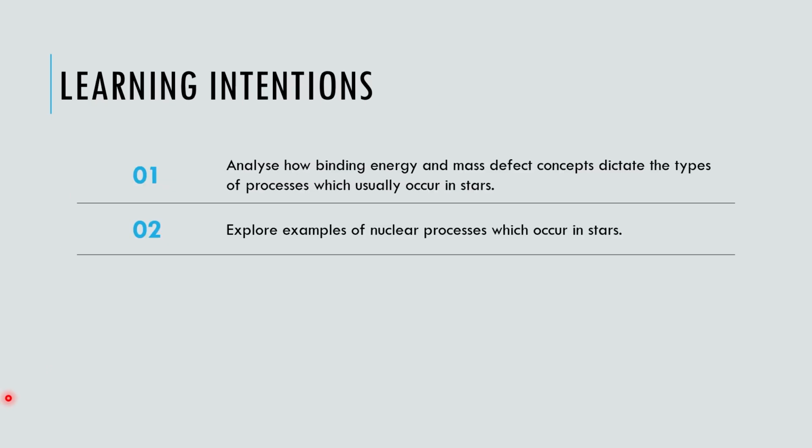At this stage, we've done a fair amount of practice in videos looking at applying mass defect quantitatively. So we're not going to do that again today, but we are going to use the concepts of binding energy and mass defect to justify how and why stars undertake nuclear processes. And from there, again, we'll look at the proton-proton chain and the CNO cycle as examples of these processes.